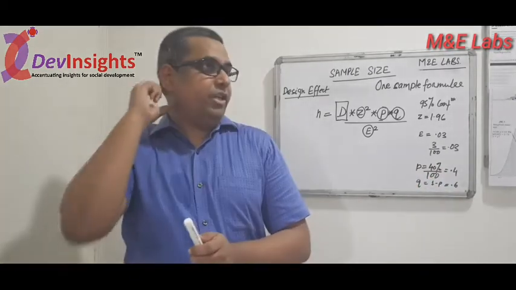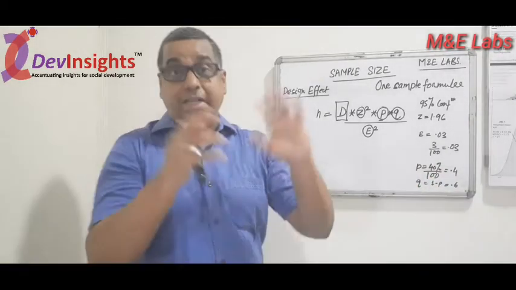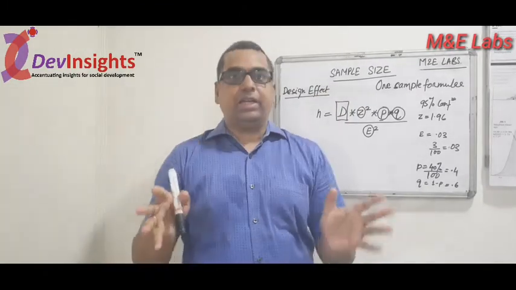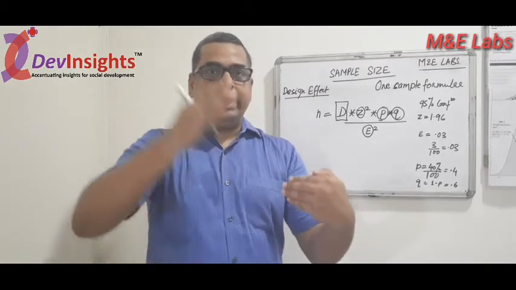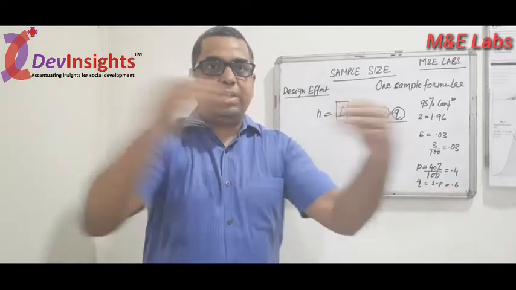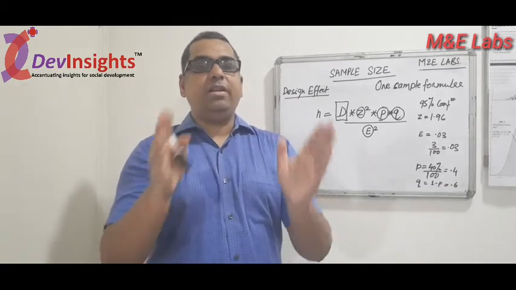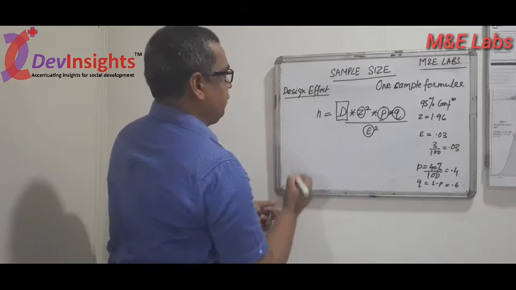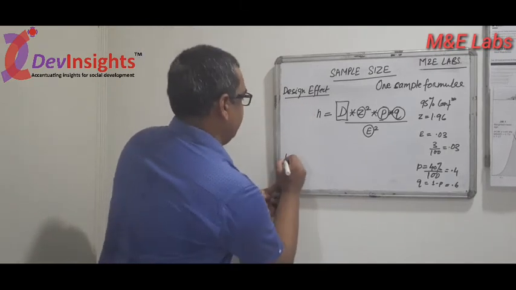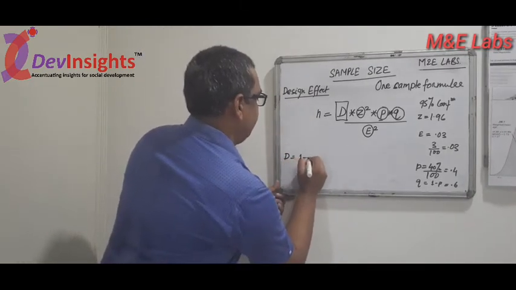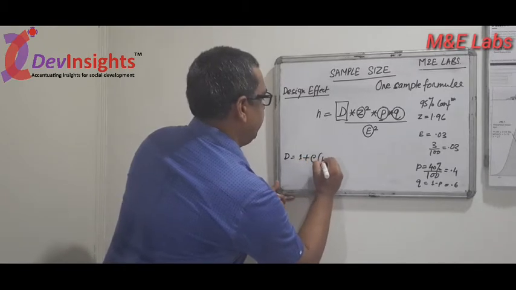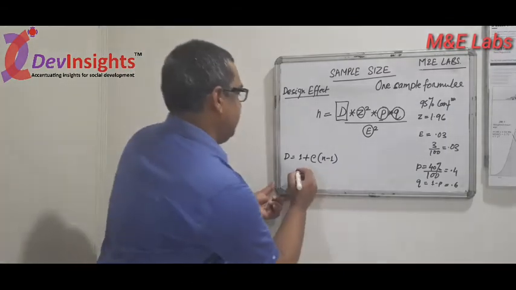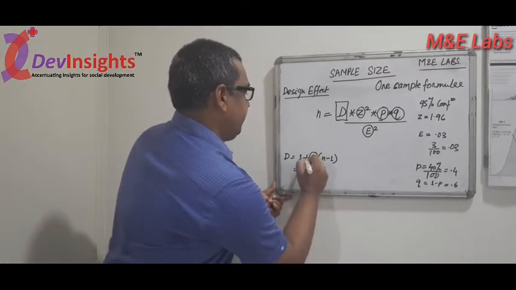So the objective is to factor in that there is a possibility that within a cluster there will be some correlation between the samples that you are covering, right? Which is called intra-class correlation, right? Now the formula to calculate this is 1 plus rho into n minus 1, right? And this rho is the intra-class correlation.